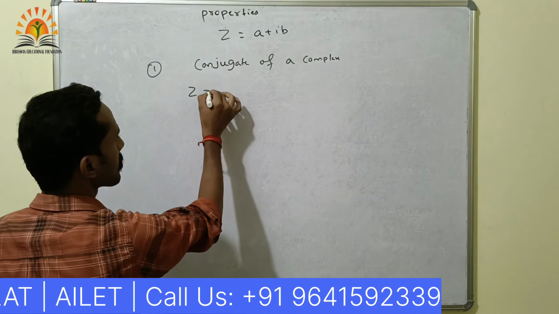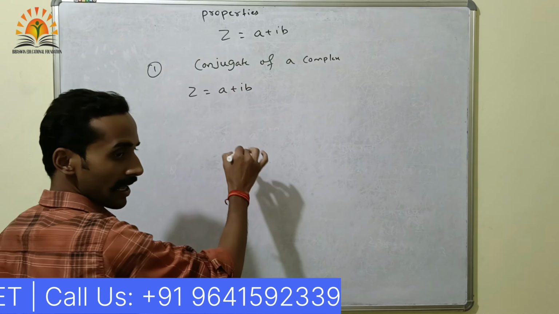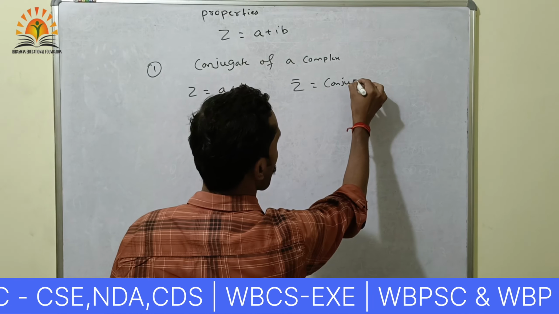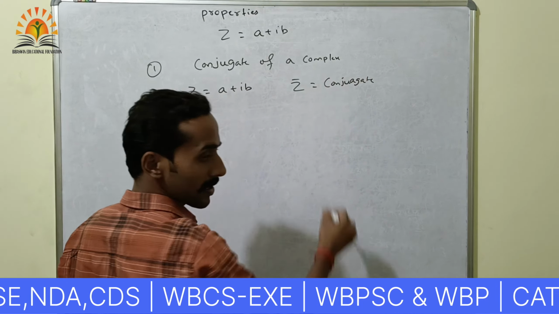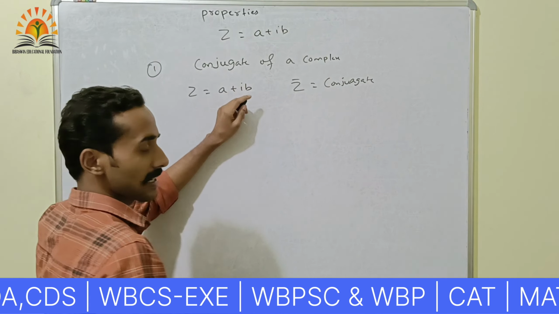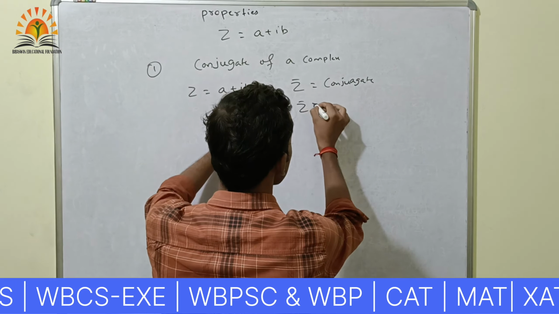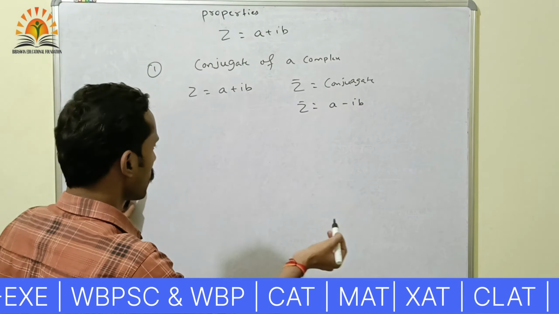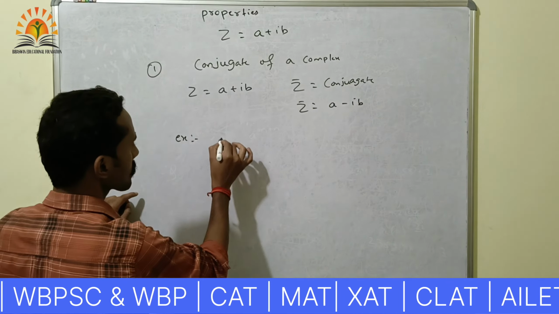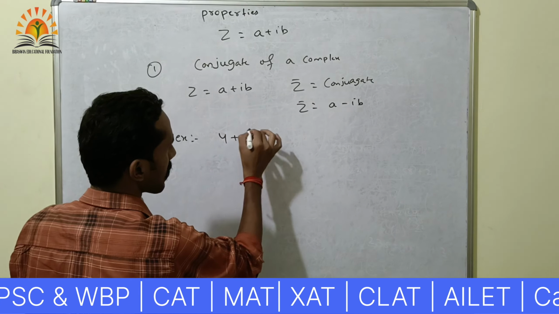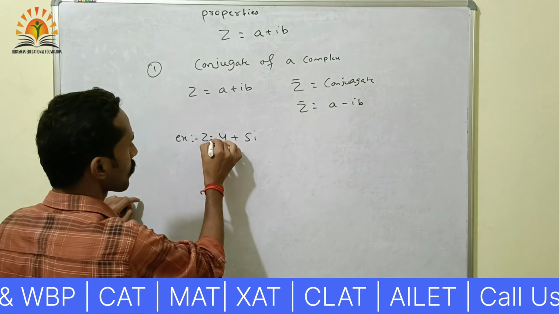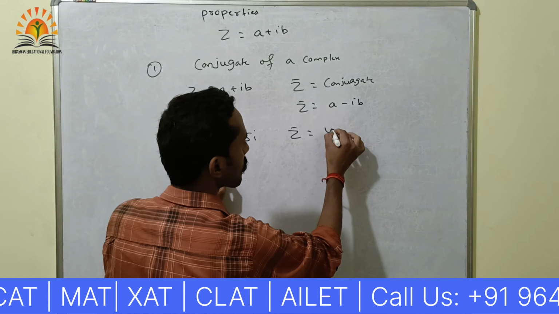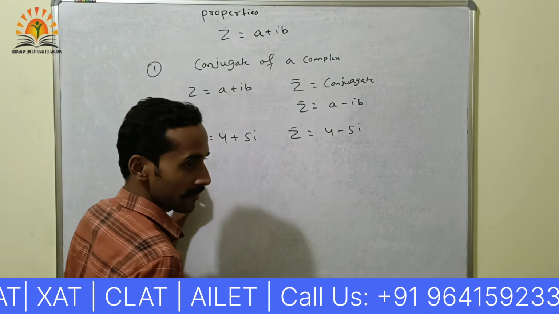Let Z be a complex number, that is a plus iota b. Conjugate, we can say Z bar. Understood? We use the bar sign to represent conjugate, and this Z bar is equal to nothing but a minus iota b. Very easy. Example, 4 plus 5 iota. What is the conjugate? Z is equal to 4 plus 5 iota, so what is Z bar? That is 4 minus 5 iota.